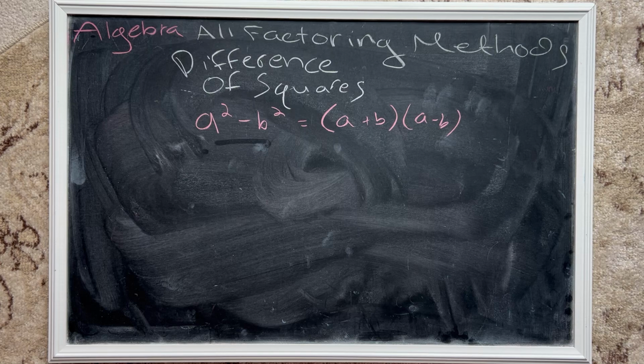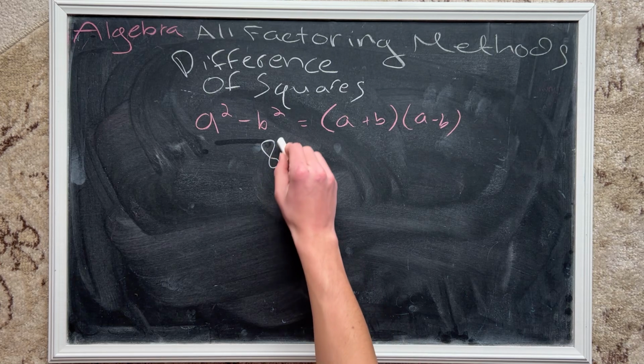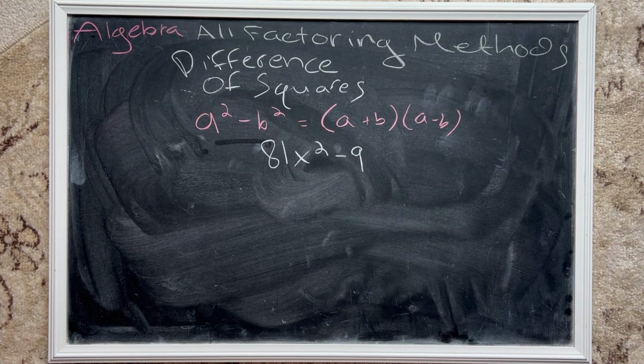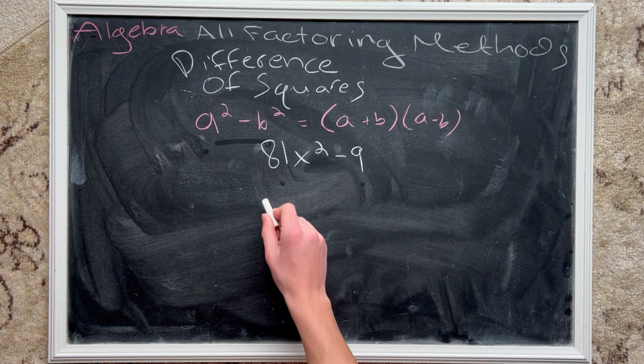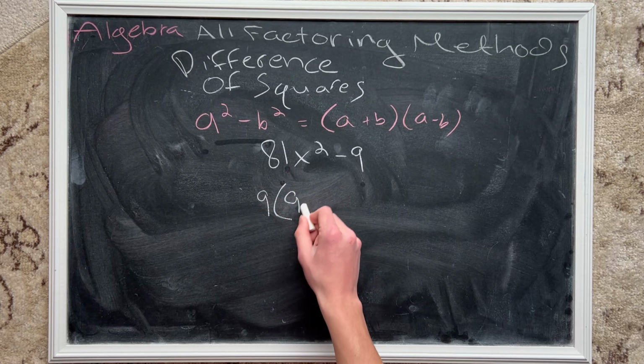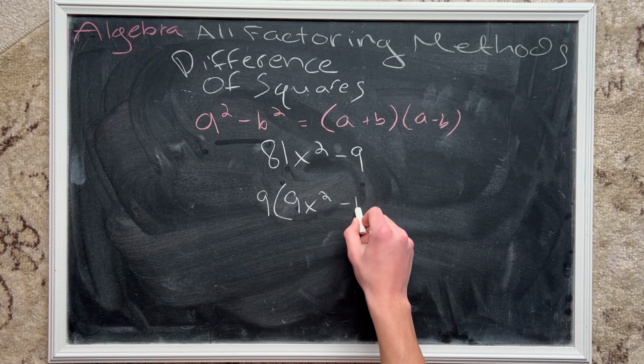So let's say we have an expression like this. Right? The first thing we should look for is always the greatest common factor. And there is one here. 81 is divisible by 9, as well as 9 is obviously divisible by 9. So 81 divided by 9 is 9, leaving us with the x squared there, minus 1.